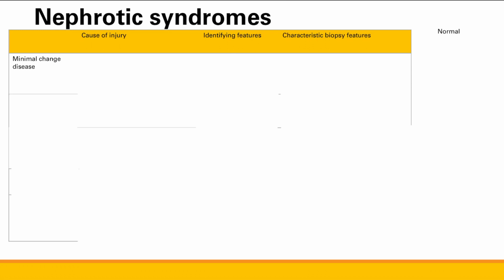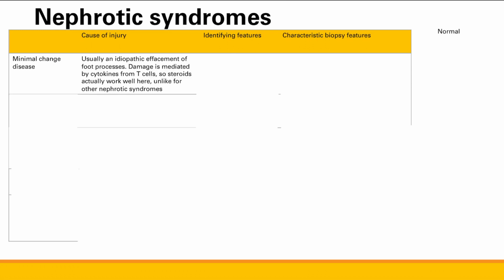So nephrotic syndrome: damage to the podocyte barrier. There's going to be 5 of them that we're going to cover. First one is called minimal change disease. And this is usually just idiopathic effacement. We don't know why, but you get effacement of the foot processes. Eventually the damage is mediated by cytokines from T cells. So steroids actually work well here because steroids decrease a bunch of cytokines. So unlike other nephrotic syndromes, you can give steroids here.